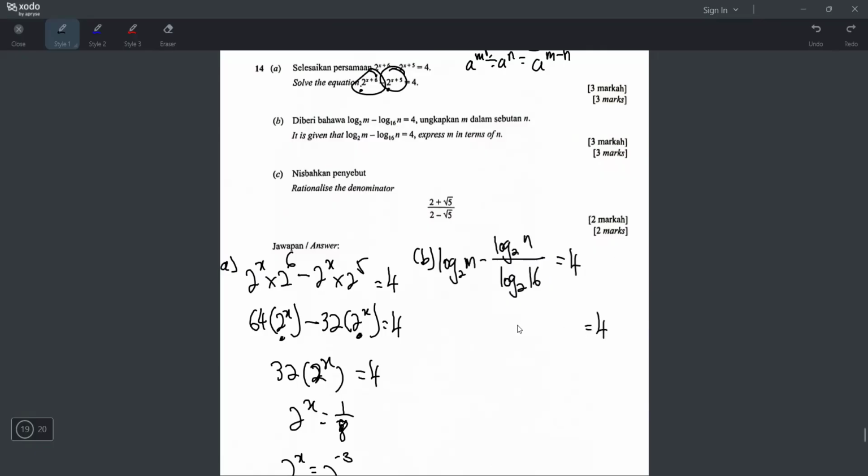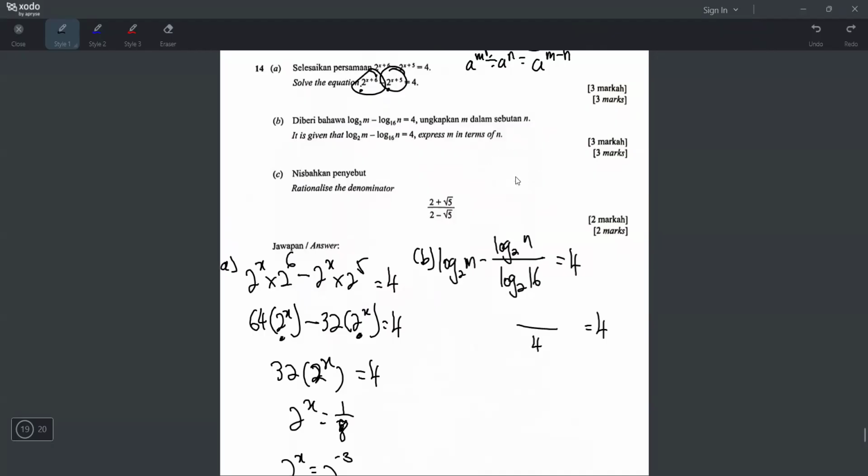So just leave it, right? Okay, log 16 base 2 you can write, you get 4. If you ask me why it is 4, it is because in log base 2 of 16, 16 is 2 power 4. And then the 4 can be placed in front, and when you place it in front, log 2 2 can cancel and becomes 1. Right? That's why it's 4.